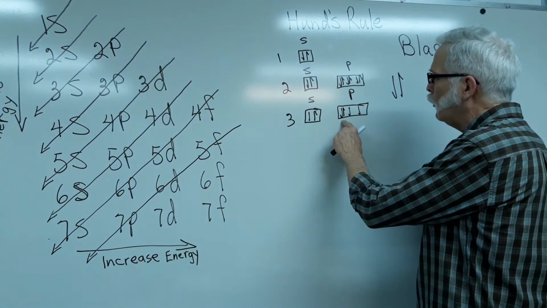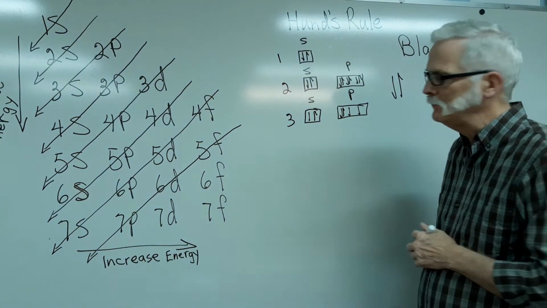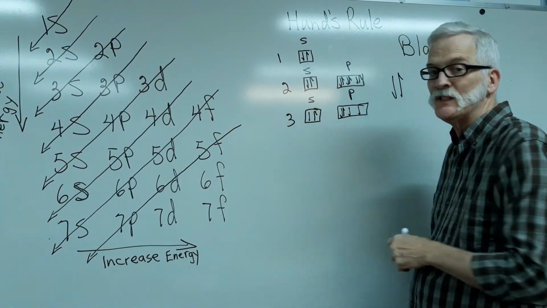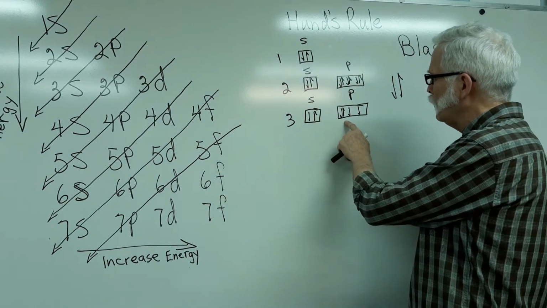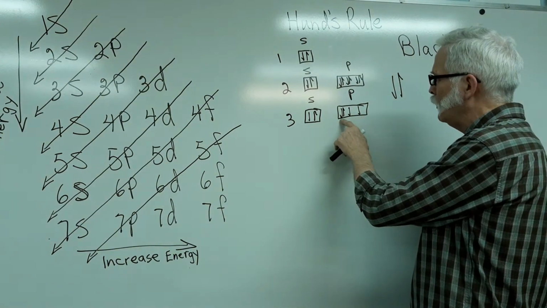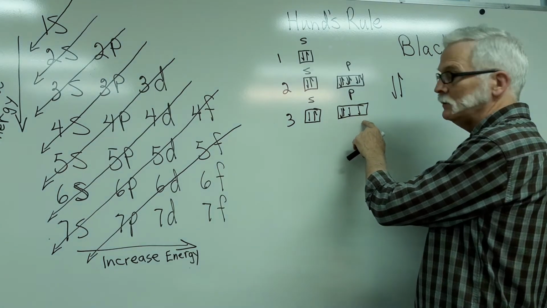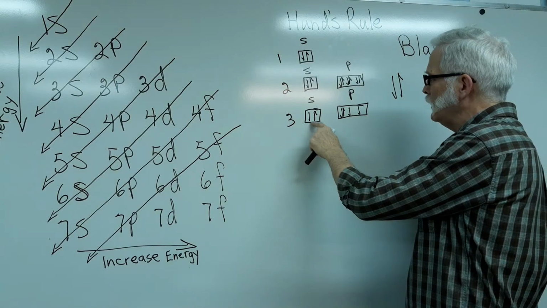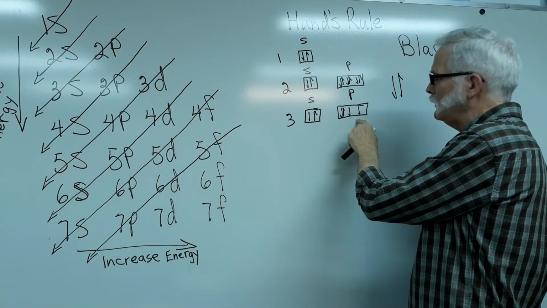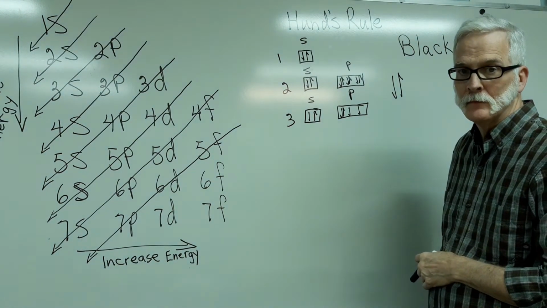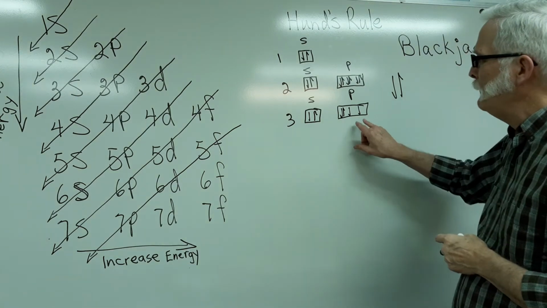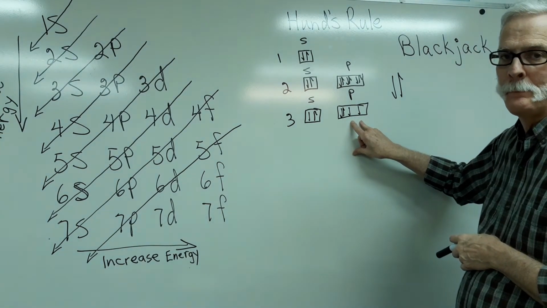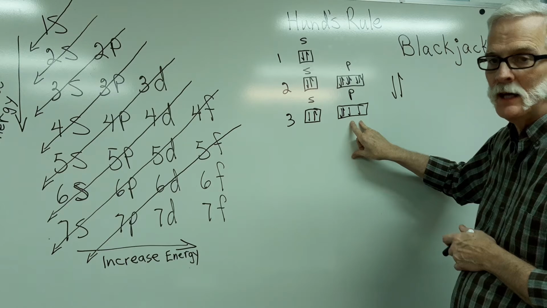Why? Because I put 1 in each orbital before I came back to put 1 into a second orbital. 1 down, 1 up. 1, 1, 1, 2, 2, 2. 1, 1, 1, 2. No more cards. Okay? So I have got the maximum number of unpaired electrons.